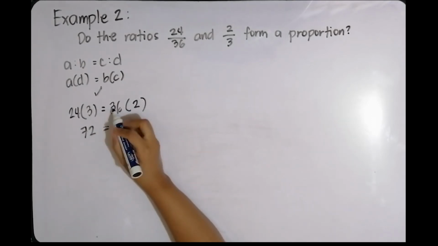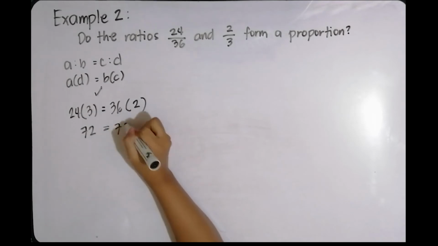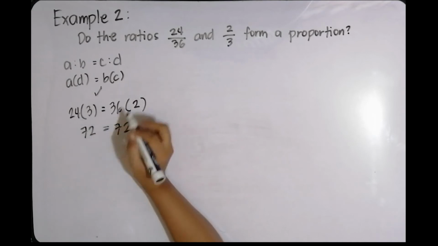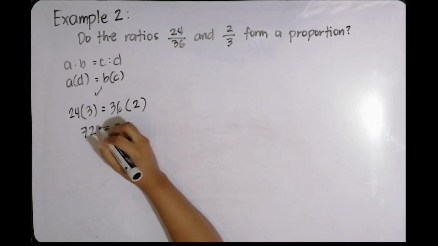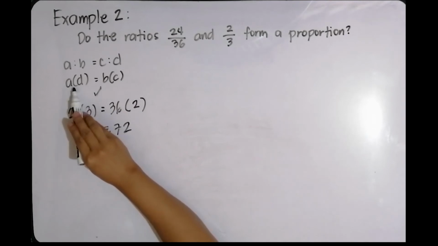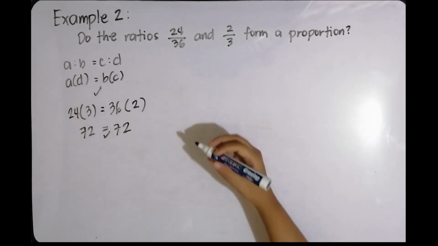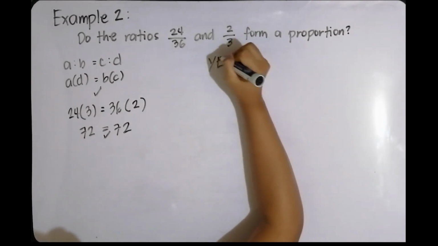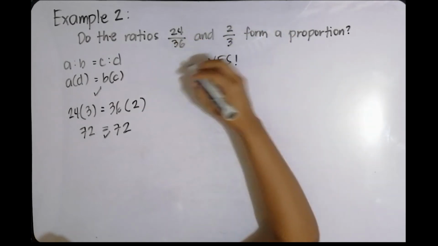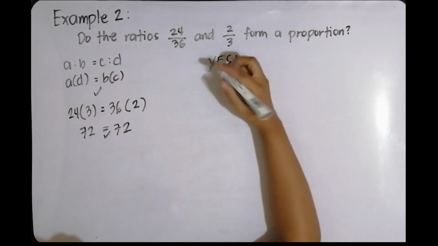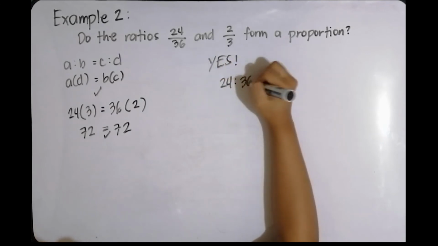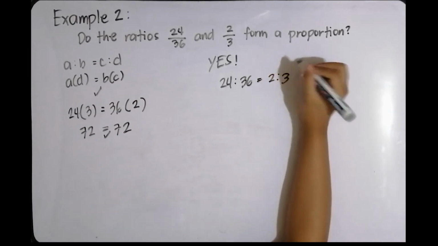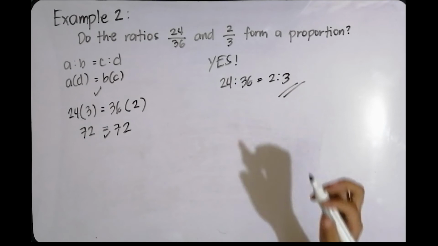Then getting the product of 36 times 2, that is also equal to 72. Meaning we have 72 is equal to 72. They have the same products, the extremes and the means. So we have an answer: yes, 24 is to 36 is equal, or proportion, to 2 is to 3. So this is our answer.